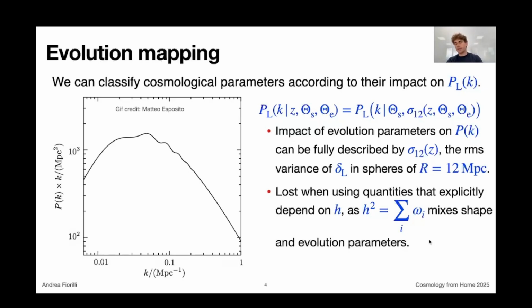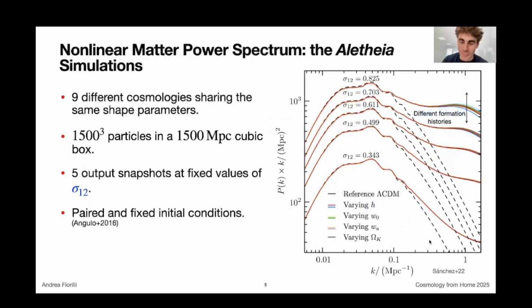This is all good at the linear level, but then what about the nonlinear, the actual density field and its power spectrum? This was the reason to run the Aletheia simulation suite, which features 9 different, actually very different cosmologies with crazy values of some cosmological parameters, from a lambda CDM to a curved universe to an Einstein-de Sitter universe, but all sharing the same set of shape parameters, so that once we evaluate them at the same values of sigma 12, as we do with the snapshots of the simulations, by construction, the linear matter power spectra of these models are exactly the same.